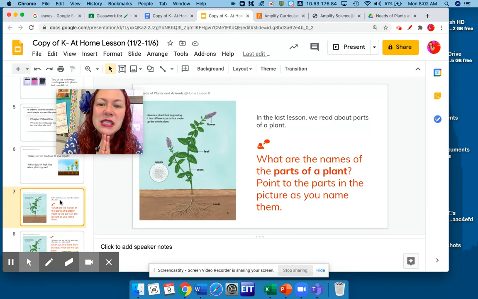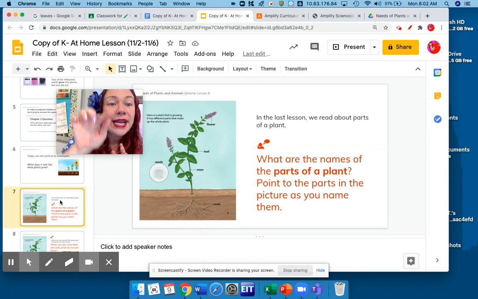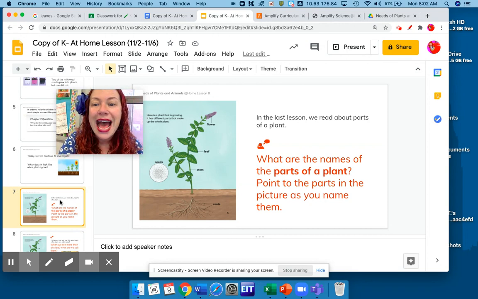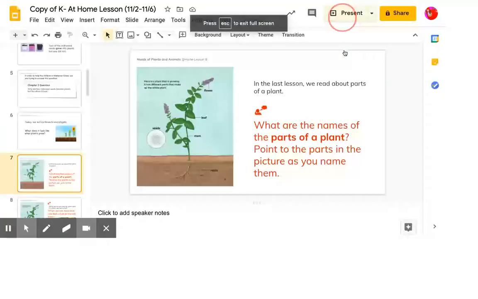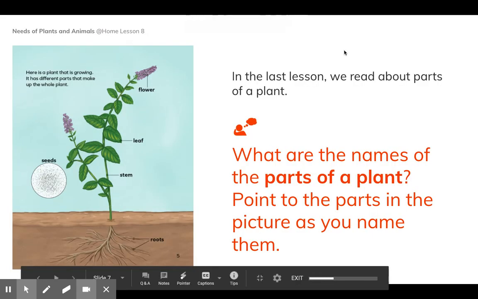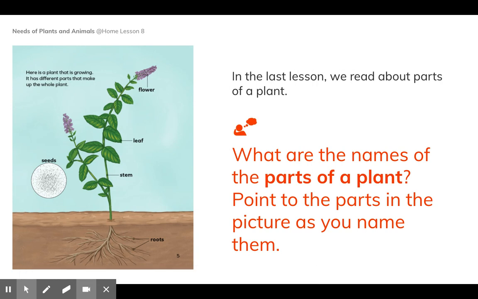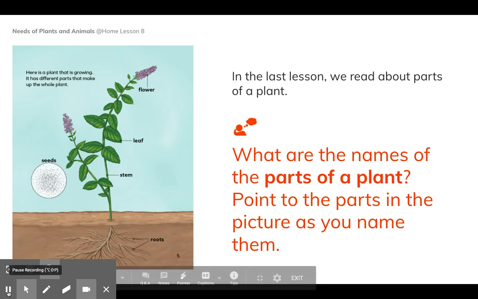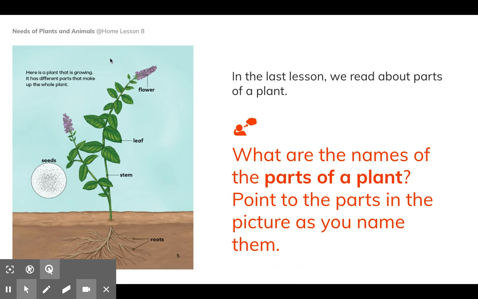Well, let's look at this picture, and I want you to point to the different parts of it as you name them. I'm going to make it nice and large for you. Here's a big, beautiful sunflower. Actually, this is a different kind of plant. So here's a plant that is growing. It has different parts that make up the whole plant.